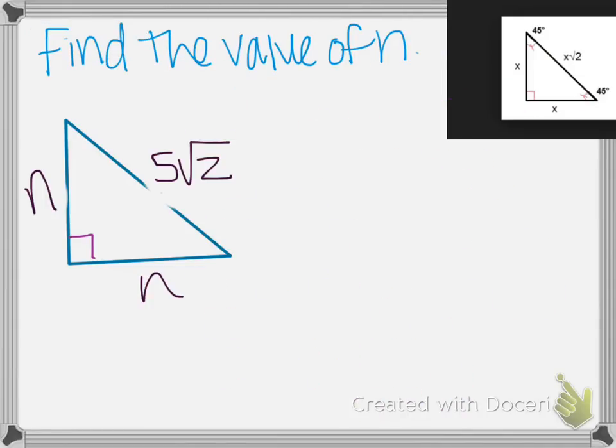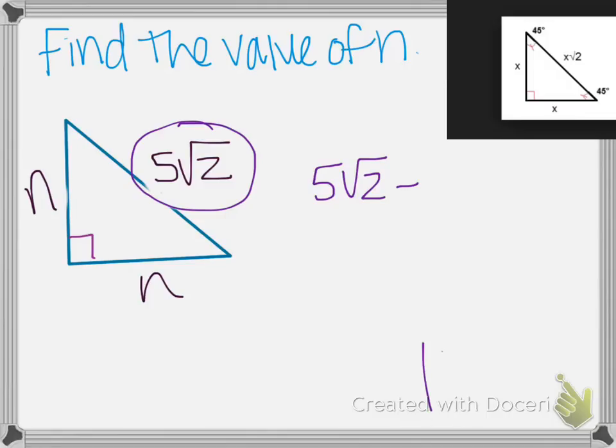Now we're going to go the other way. We are given the hypotenuse, and we need to find the legs. So we need to use this to figure out what x equals. So this 5 square roots of 2 is equal to our hypotenuse, x square root of 2.